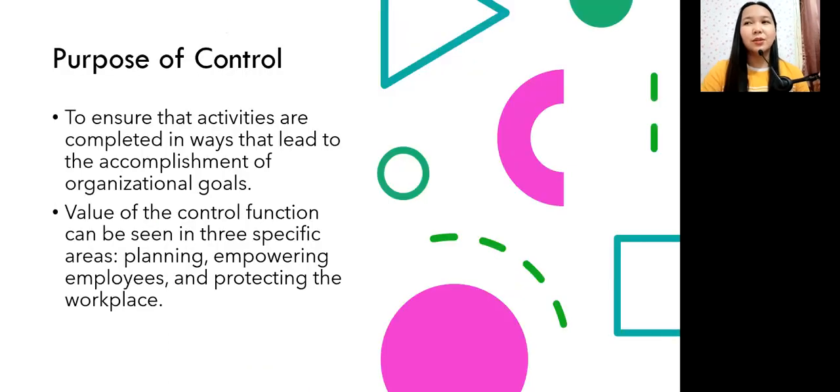So, what then is the purpose of controlling? The purpose of control is to make sure that activities are completed in ways that lead to the accomplishment of organizational goals. That is why it is called control: it literally controls the course of the organization. That is why you should always have strategy evaluation. When I wrote my strategy paper when I graduated with my master's, I said strategy evaluation is like your controlling part, because you make sure that goals are achieved. The value of the control function can be seen in three specific areas: planning, empowering employees, and protecting the workplace.